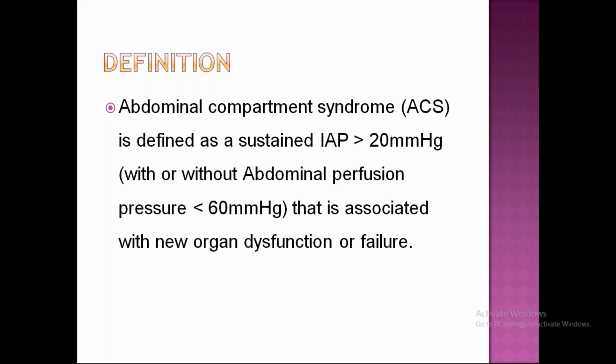Intra-abdominal pressure more than 20 mmHg is associated with organ failure, organ dysfunction like renal failure, hepatic dysfunction, elevation of bilirubin, liver enzymes, rise of ALP.